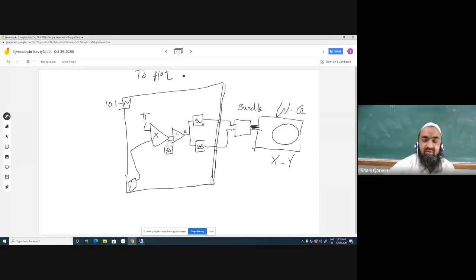To plot circle. Program to plot circle. LabVIEW program to plot circle using XY graph.